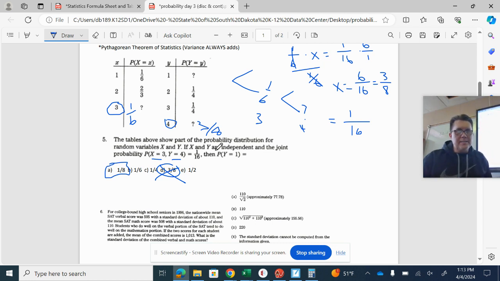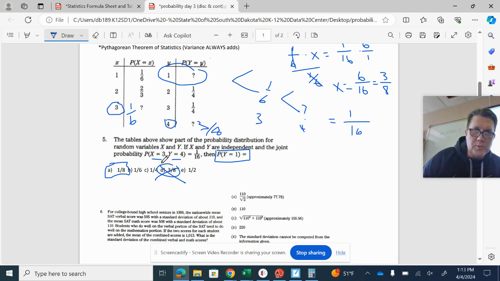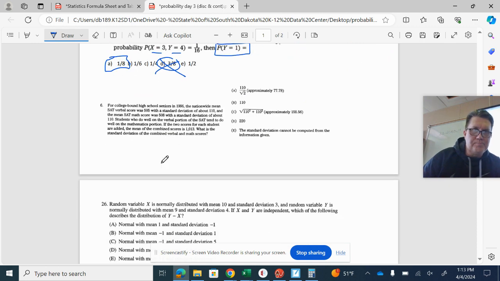That was tricky because it says, what's the probability y equals 1? So we were looking for this one. We found the 4, which is 3/8, and then we had to subtract. What we're dealing with in the discrete variables is that those probabilities always add up to 1. All right, we're going to look at this next one.